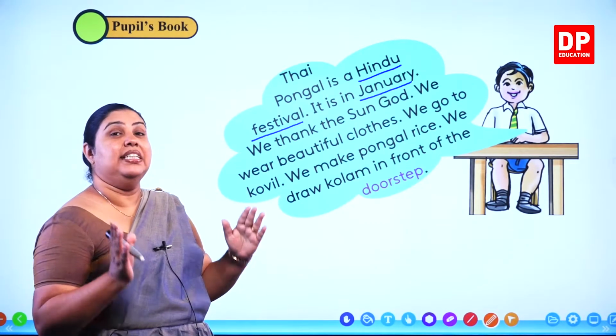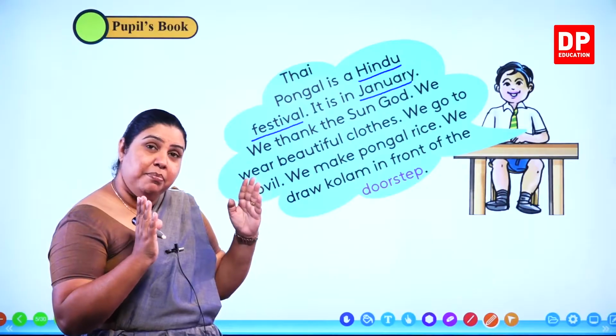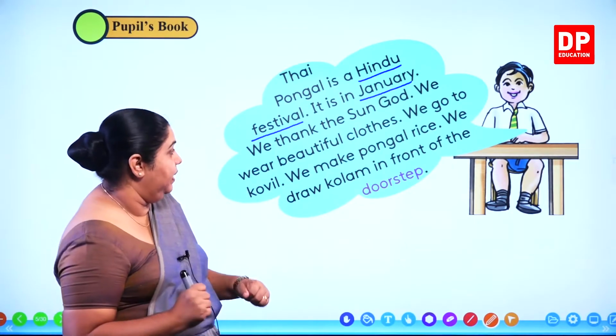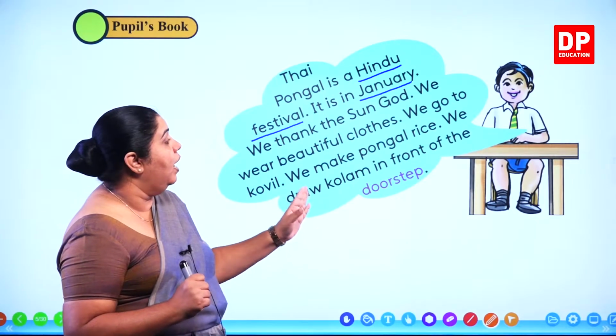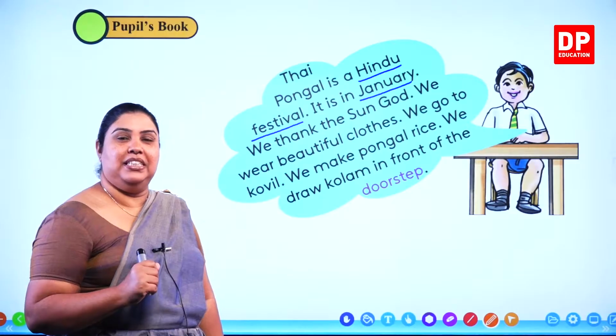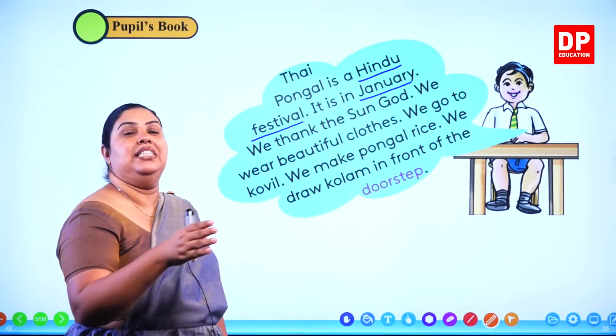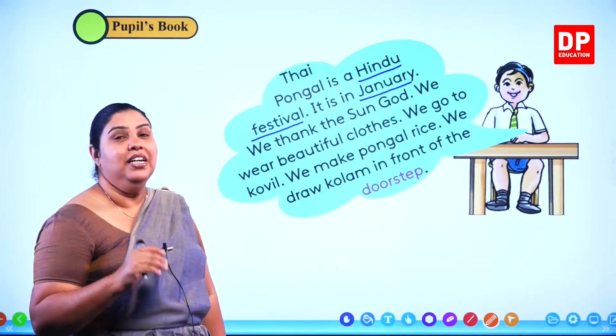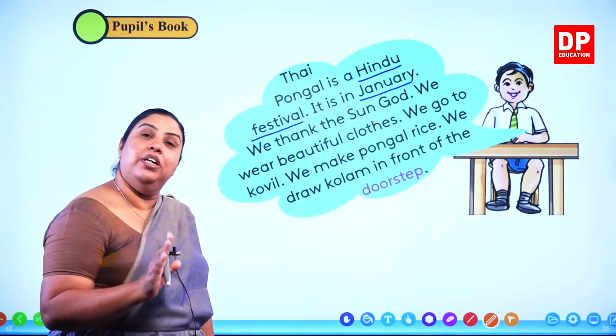Pongal rice is one of the main dishes that they make for the Thai Pongal festival. We draw kolam in front of the doorstep. Now what is kolam? It's a nice, beautiful design that you draw in front of the doorstep, right? So you do that on Thai Pongal day.